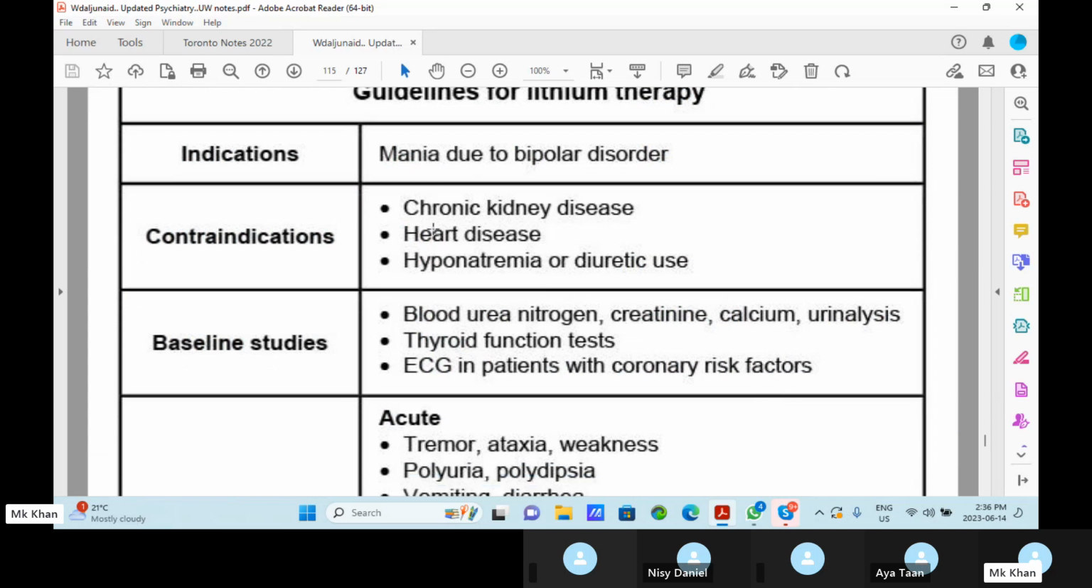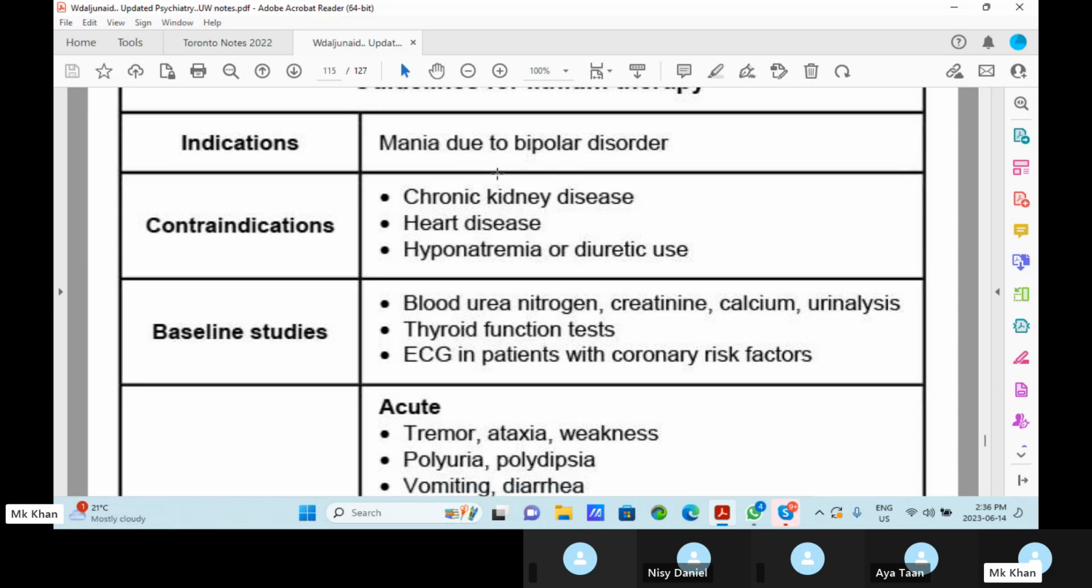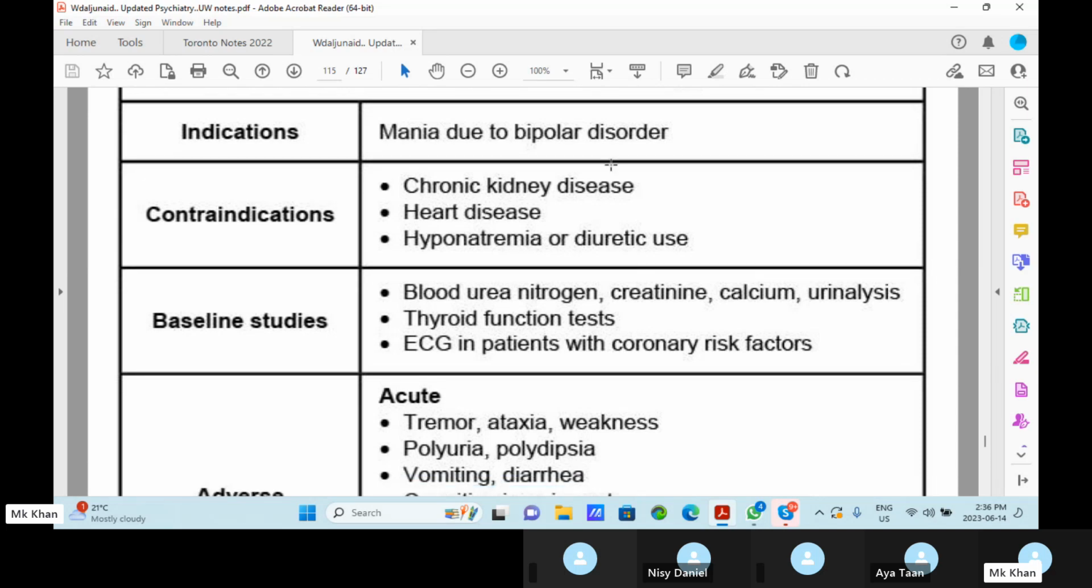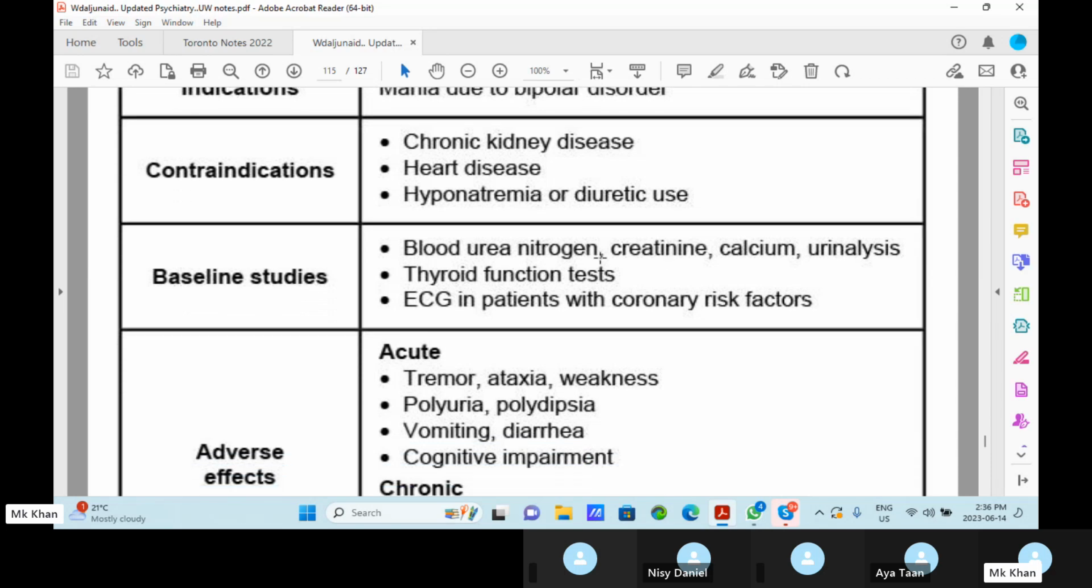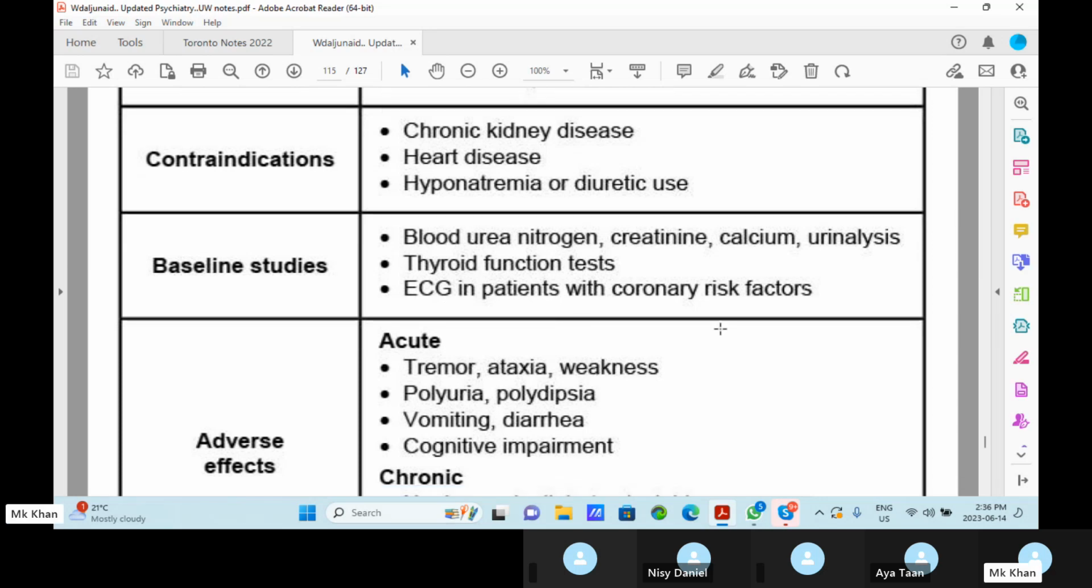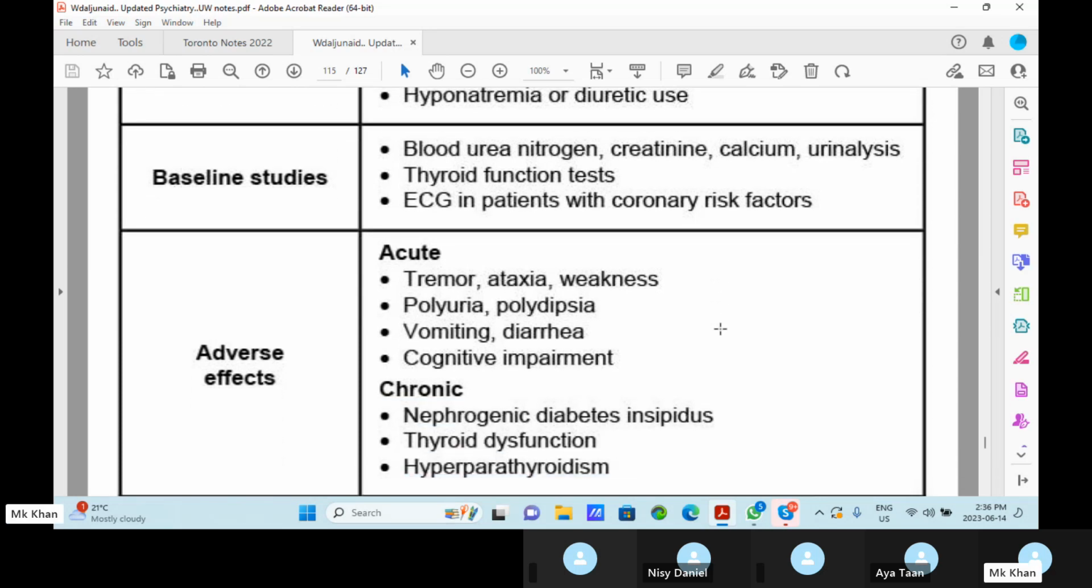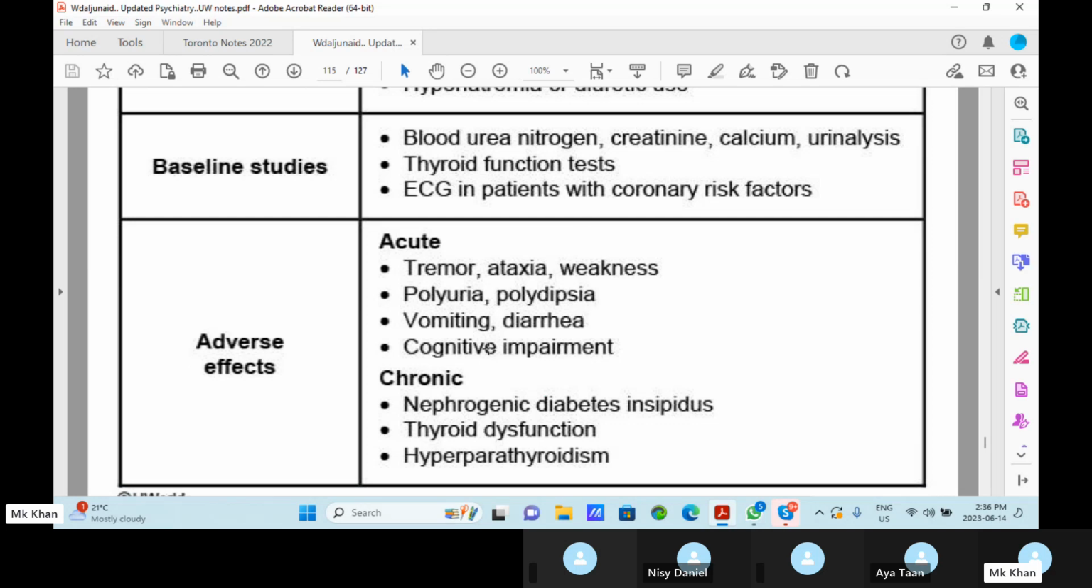And then the lithium indication is mania due to bipolar disorder. Contraindications are chronic kidney disease, heart disease, and hyponatremia, because it is not given in these conditions. And then at baseline, blood urea nitrogen, creatinine, calcium, and urine analysis. And then thyroid function test, because it causes hypothyroidism, and ECG because of coronary risk factors. So these are all the side effects.